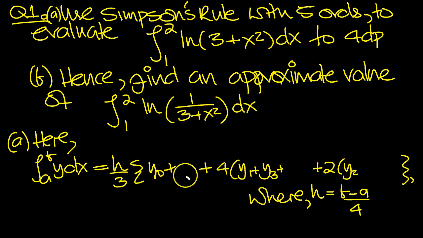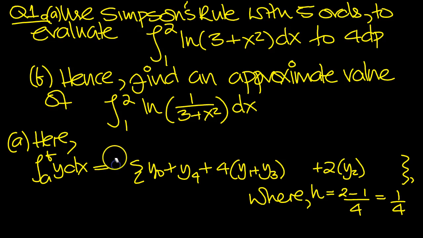So y0 plus y4, 4y3, so we'll put that in there, plus 2y2. B minus a, b is 2, a is 1, so let's put those in as well, 2 minus 1 over 4, which is equal to 1 over 4, or a quarter. So we've got a quarter over 3, which is a 12th. Let's put that in before we do the calculation.